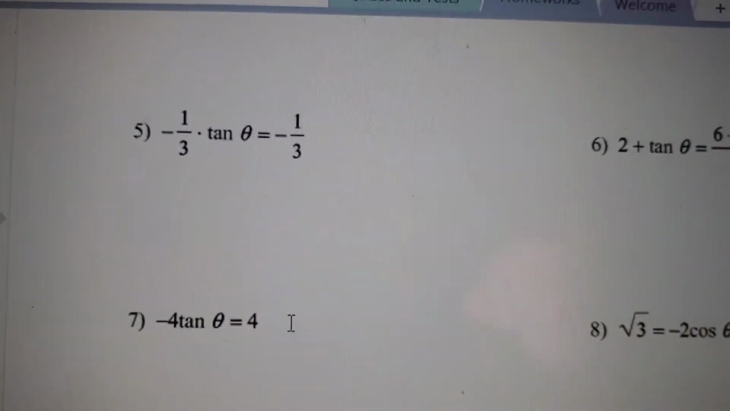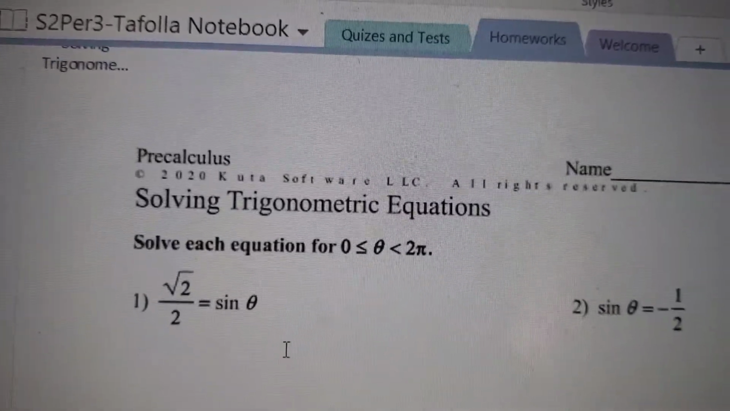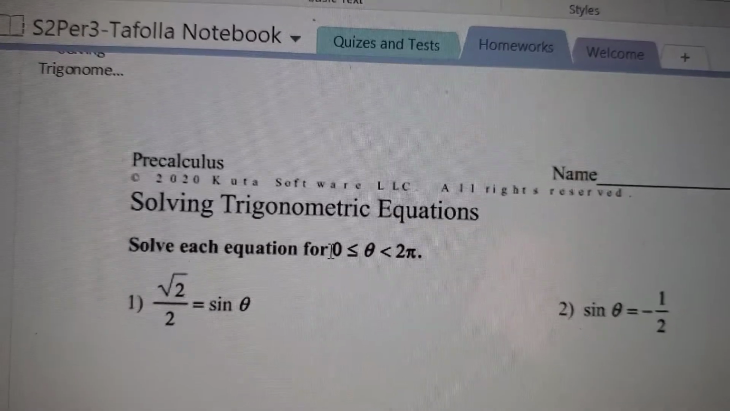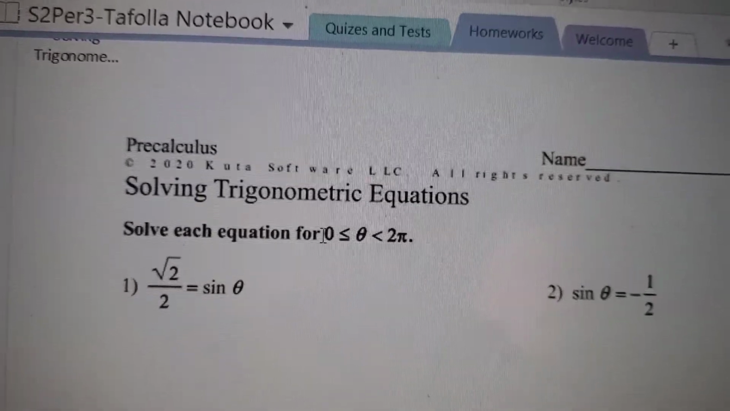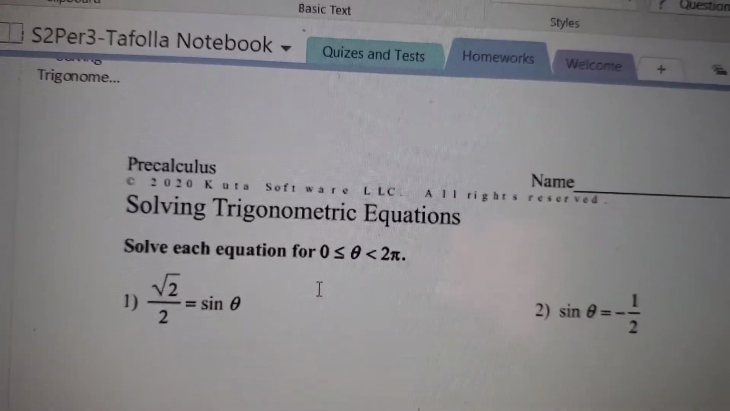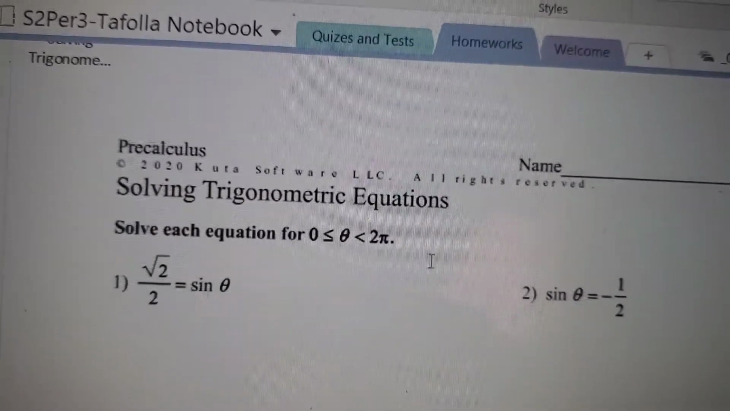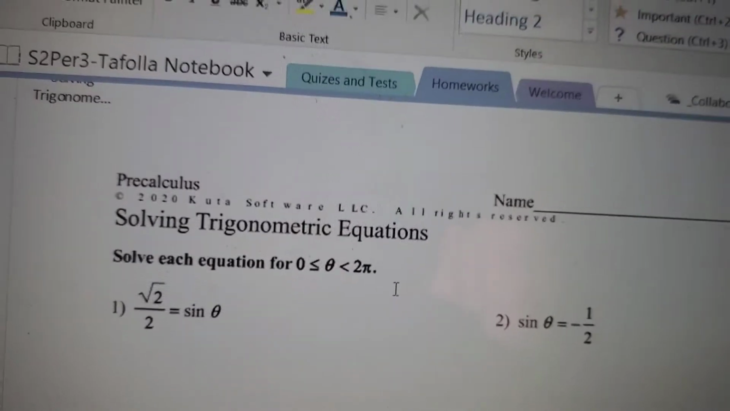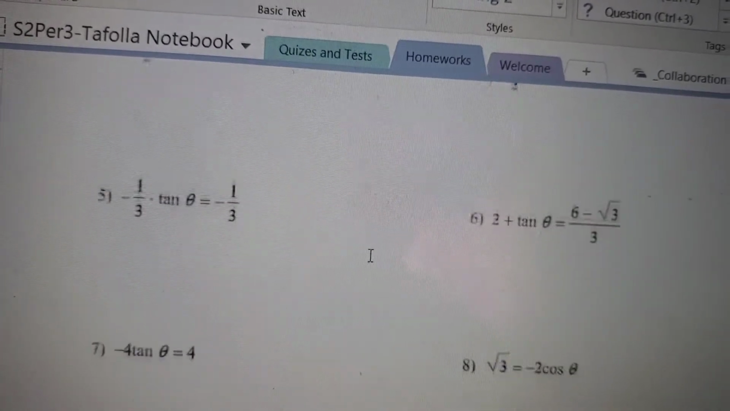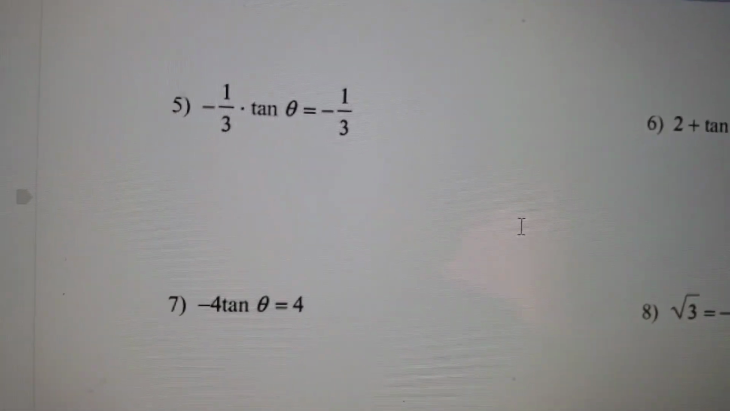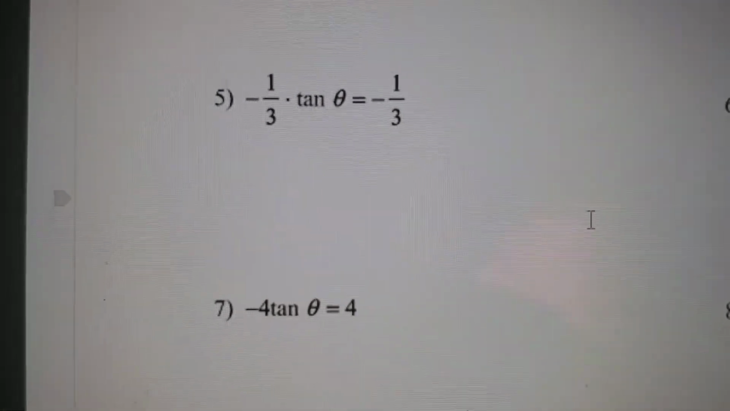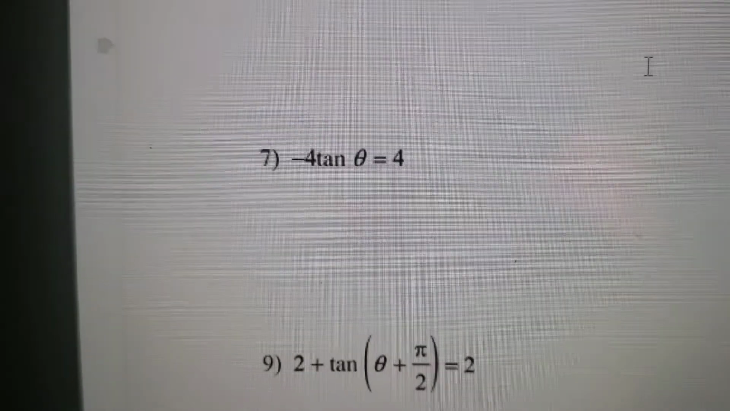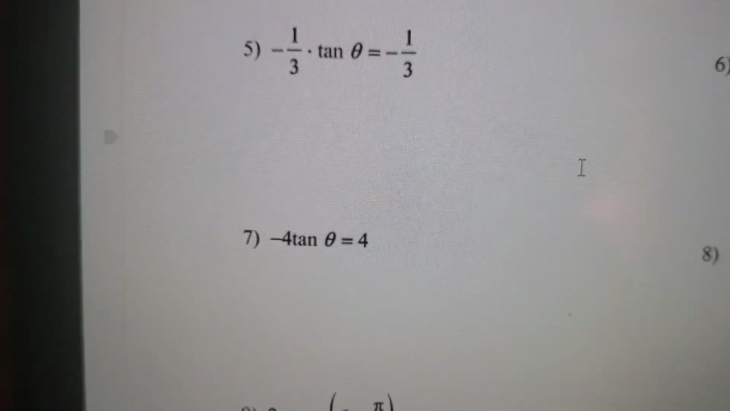It's pretty similar. Now remember that we have to take into consideration the limits within which we can find our solutions: they are limited from 0 to 2 pi. So we cannot go above 2 pi or below 0. Everything has to be within that range. So I'm going to show you how to do number 5 by giving you an example from a similar problem, problem number 7.